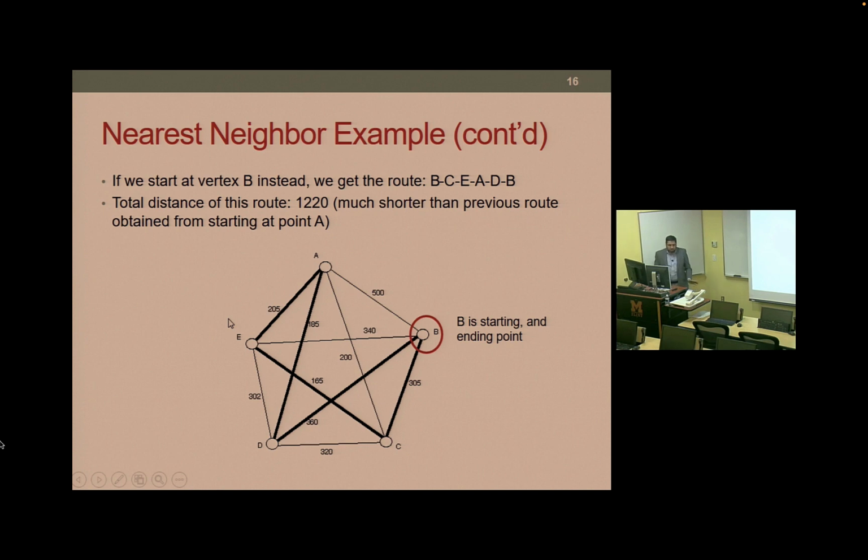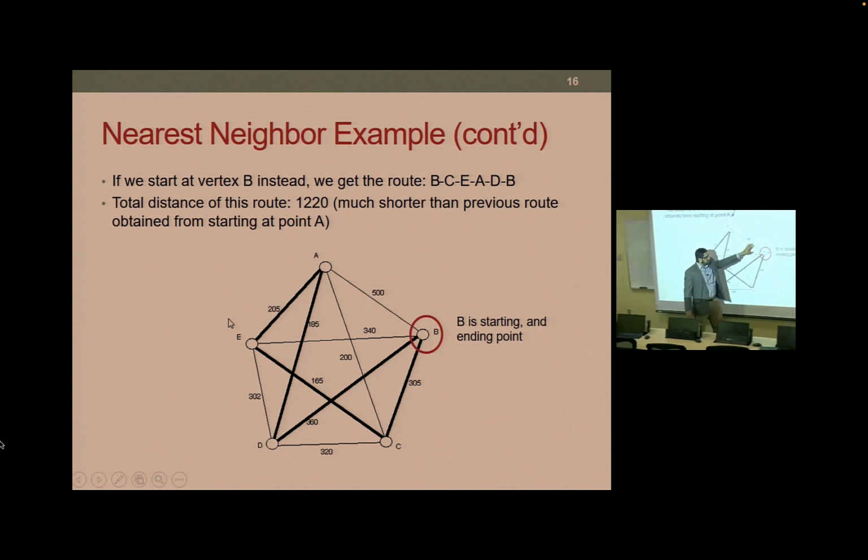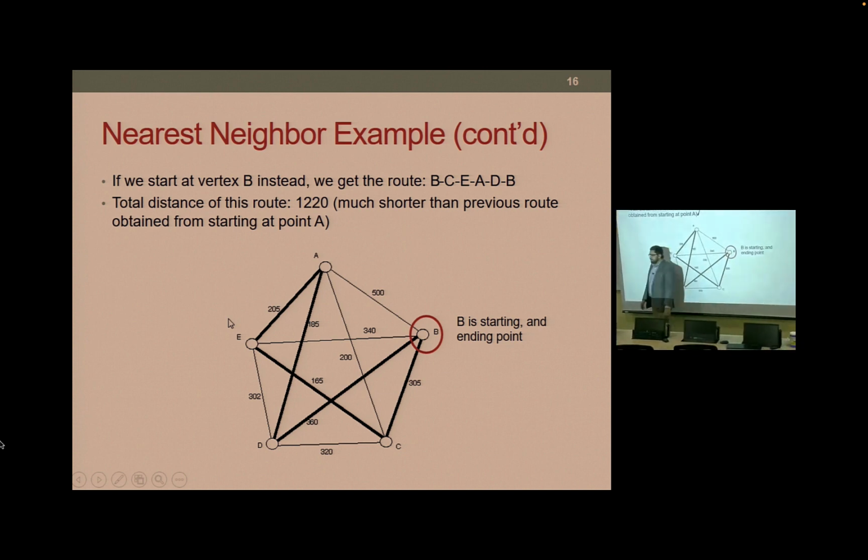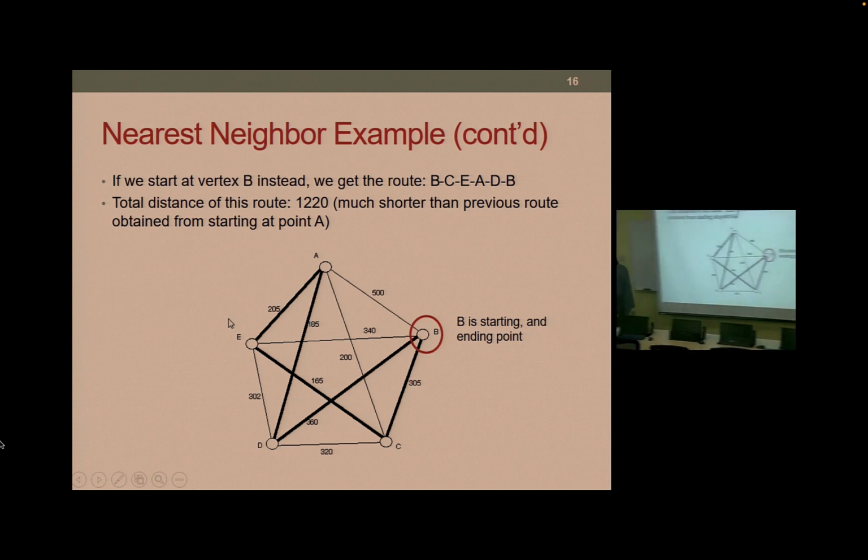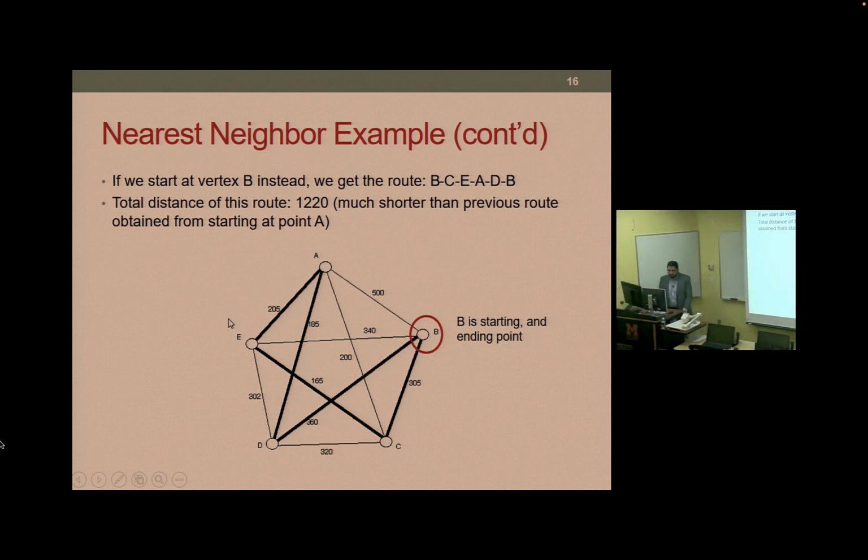Let's do the same problem. This is the exact same picture, but let's say what happens if you start at B. What route will you get? So I encourage you to do this problem. Start at point B and find what route you get from nearest neighbor.